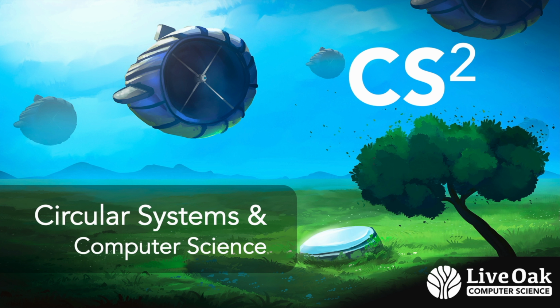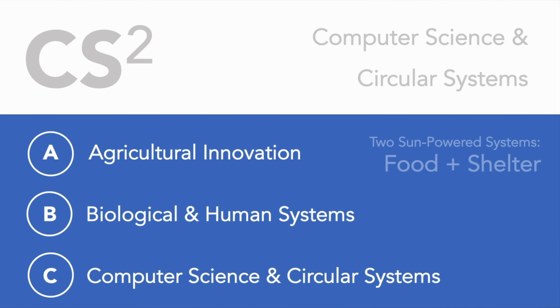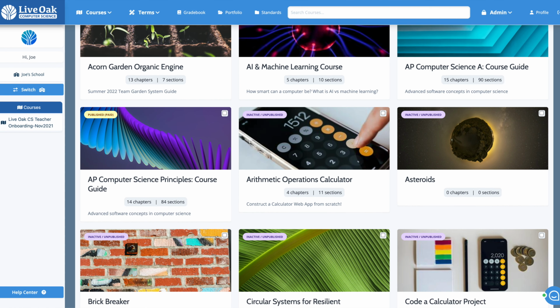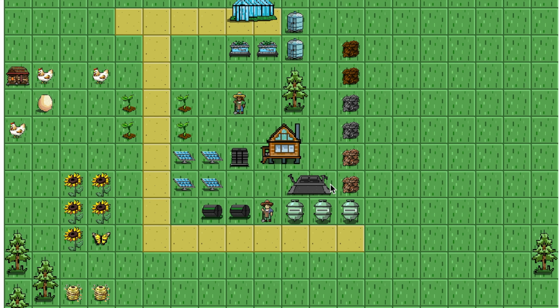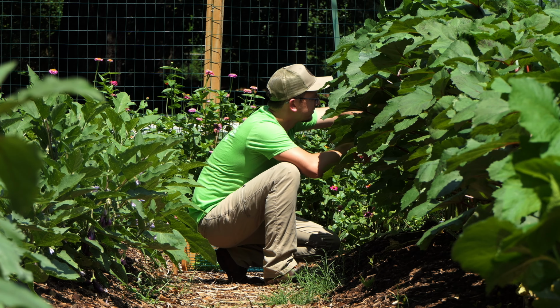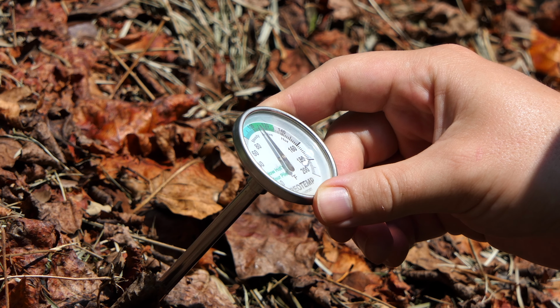We like to refer to this as CS2. CS2 at Live Oak Computer Science is taking a high-level look at three key ideas: agricultural innovation, biological and human systems, and computer science and circular systems. Computer science and circular systems are interwoven throughout all of the projects within the CS2 curricular framework. We're focusing on how we can create more sustainable systems that provide humanity's basic needs.